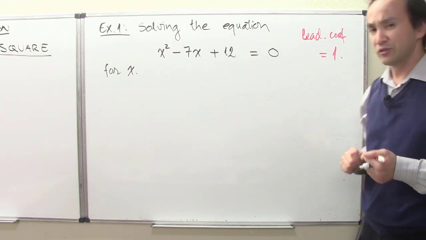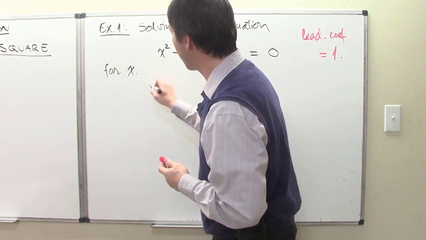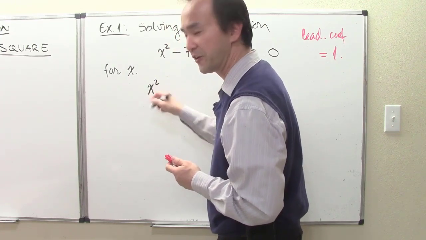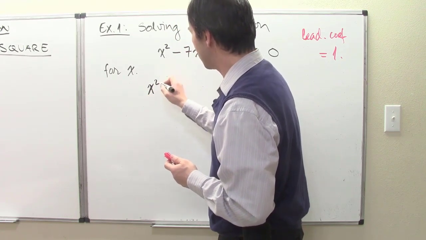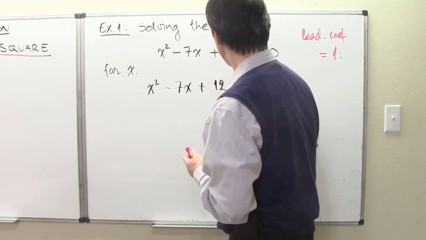Okay, and so now let's get started with the method. Our equation at the start is a standard quadratic equation with leading coefficient 1: x squared minus 7x plus 12 equals 0.